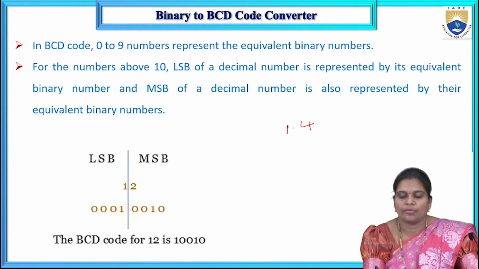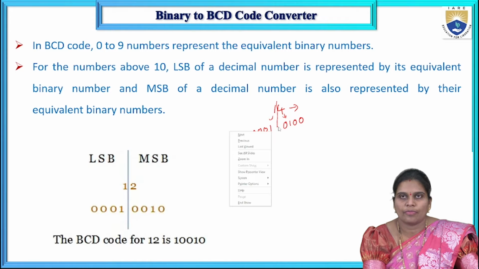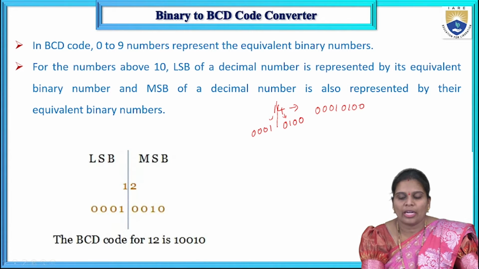For example, 14 is the decimal value. Now I want to write the equivalent BCD code. We write the binary value for each and every digit. For this 4, we write the equivalent 4-bit binary value, and for the next digit, 1, it is 0001. So the 14 equivalent BCD value is 00010100. Normally, in binary, the equivalent value for 14 is 1110. But for this 14, the equivalent BCD value is 00010100.